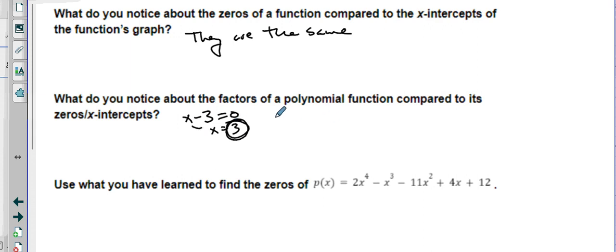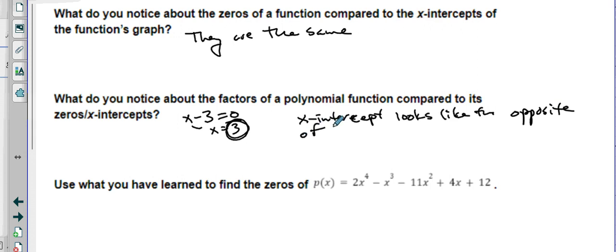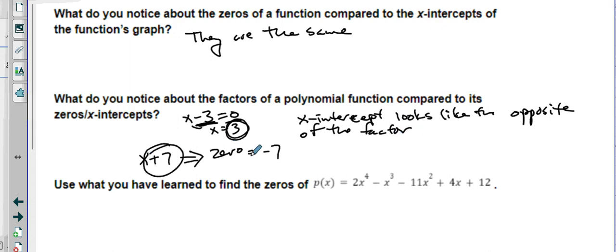Your x-intercept looks like the opposite of the factor. So if you've got x minus 3, we've kind of told you to think of this as negative 3. Well, it's the opposite of it. So hopefully when you see something like x plus 7, you realize that the 0 is negative 7 because it's the opposite. This plays into what we did with synthetic division. It sort of works along the same lines.